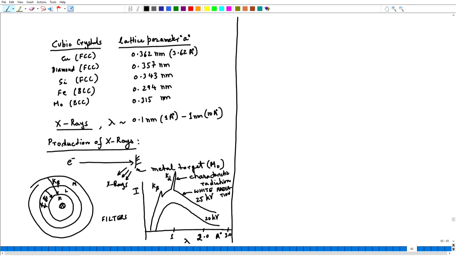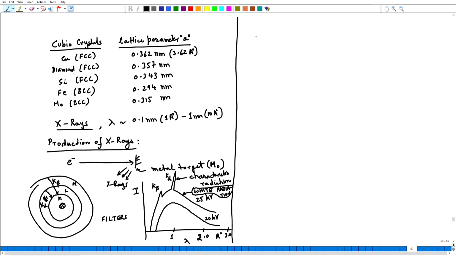So, white radiation is filtered out and only the characteristic radiation is left. This can be used for conducting X-ray diffraction experiments. There are also techniques in which we do need the white radiation, then we will use the white radiation as is. But I will not get into the theory of filters in this course, it is beyond the scope for this course. So, we just assume that either we have a white radiation or we have a characteristic radiation and we can work and do X-ray diffraction experiments.